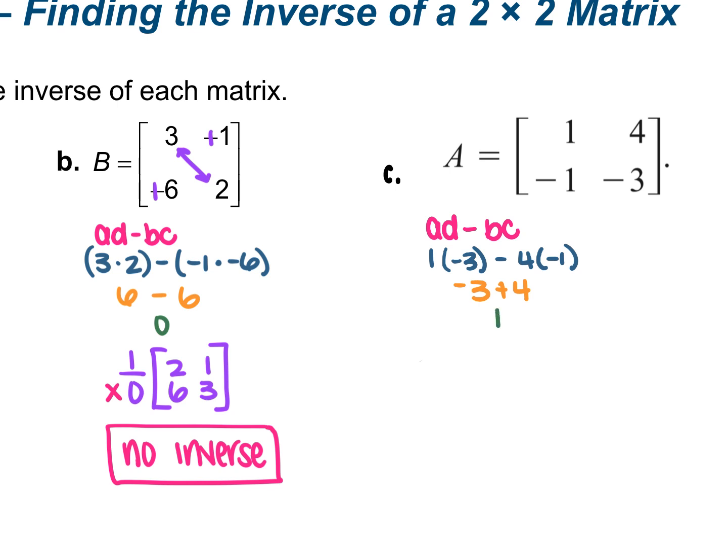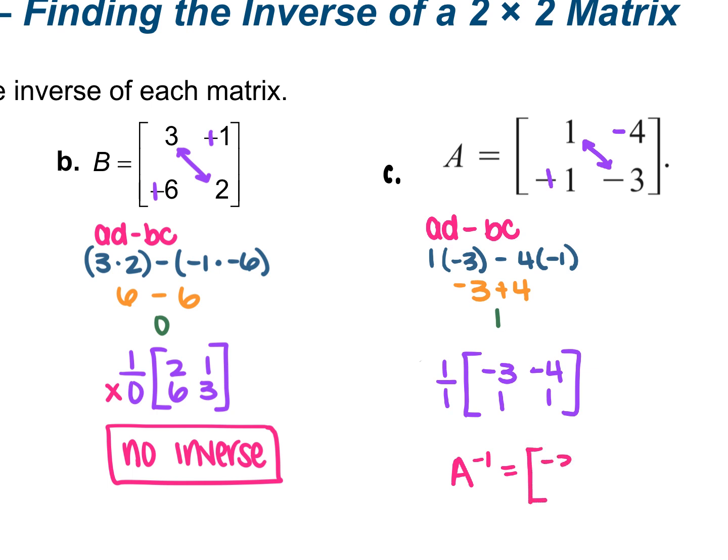Take the reciprocal of that 1. That's 1/1. You're going to multiply it by changing the sign on B and C, switching your A and D. So it's going to be -3, -4, 1, 1. Everything stays the same here. So your A to the power of -1 is equal to the matrix -3, -4, 1, 1.